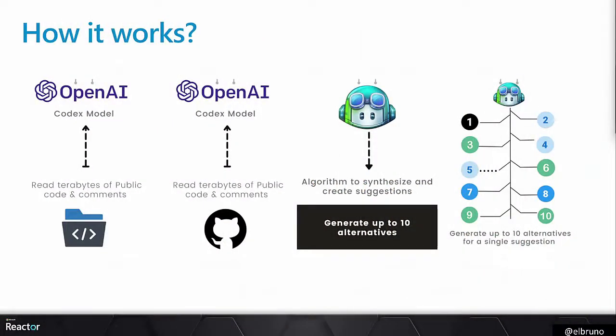So what is Copilot? Copilot is a machine learning model. It's a predictive model that was trained using tons of data from public code, from GitHub and comments and other sources. And it's a model that is going to analyze the code that we are writing in real time and make suggestions to autocomplete the code, to solve the problem that we are working on right now. It gives us online suggestions in Visual Studio Code, and it also gives us the chance to get up to 10 alternatives for a single suggestion.